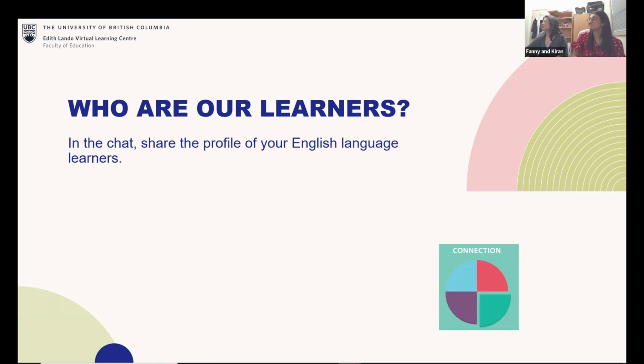Itinerant K-7 small groups, pull-out model. And I'm a district ELL helping teacher, so I go into different schools to work with students. I was just having a conversation with Kiran about some students that I was supporting today. Oh, I see. I teach K-7 ELL pull-out model again.